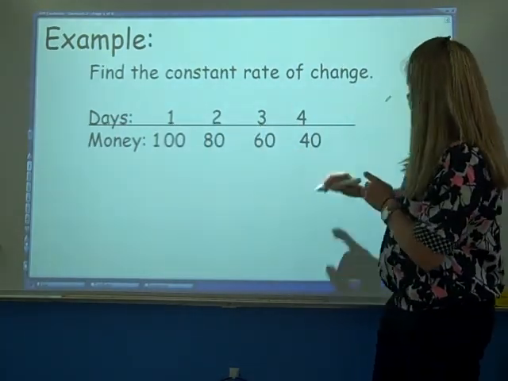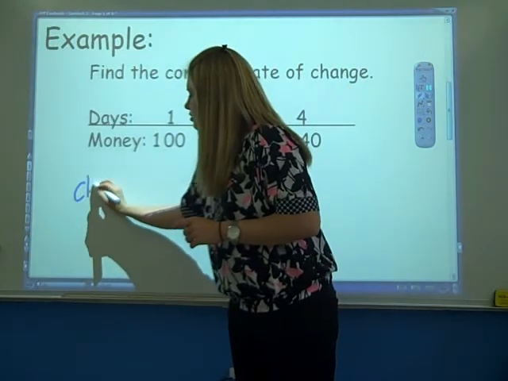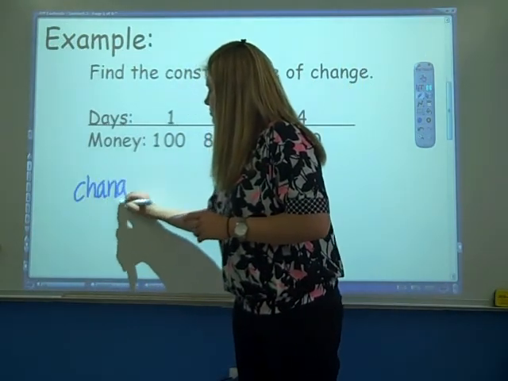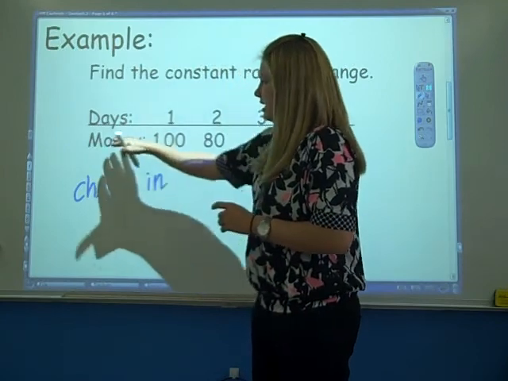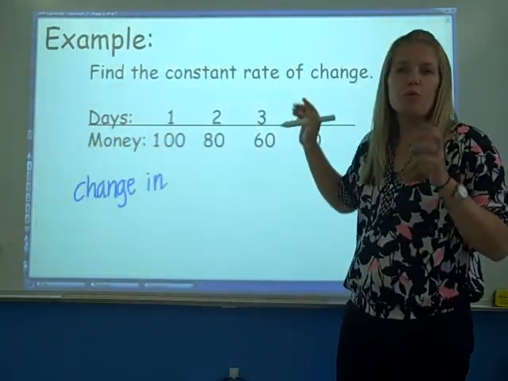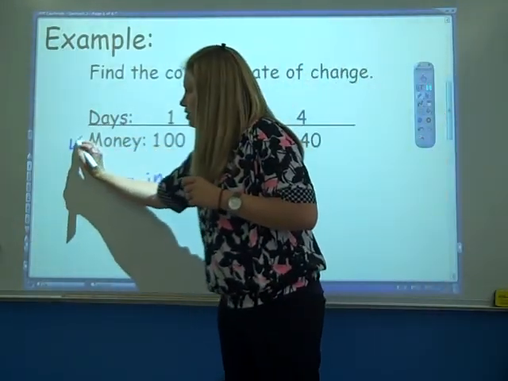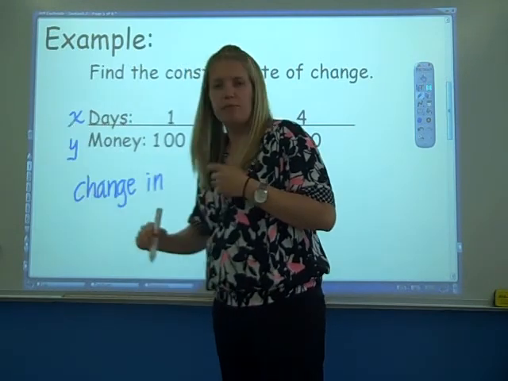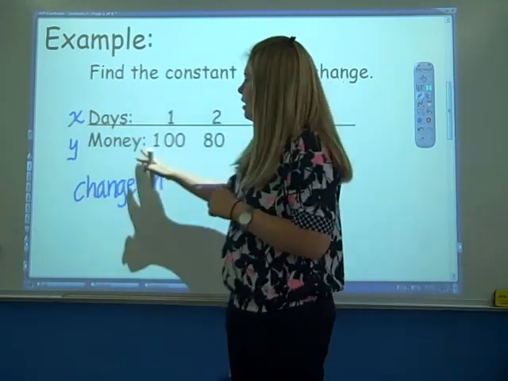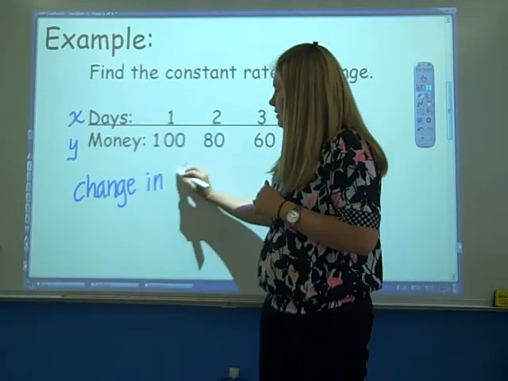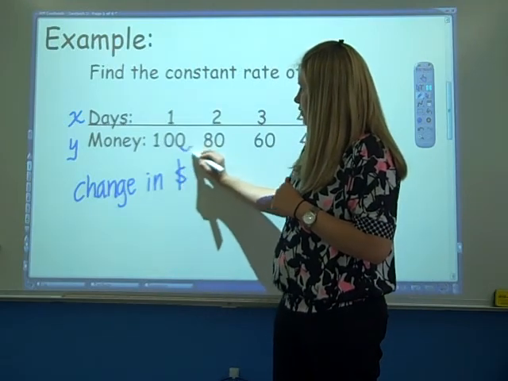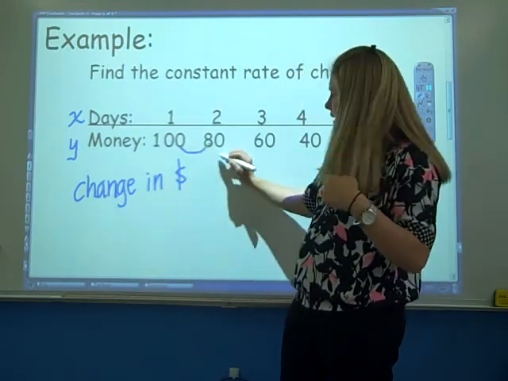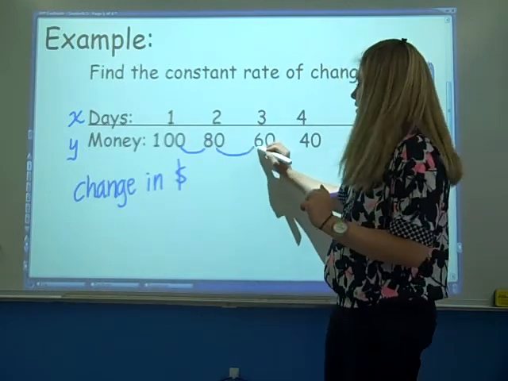What you're going to do is you're going to find the change in the second one, which would be your y value. Okay, this would be your second one is your y. This one would be your x. When we make a table, x then y. You're going to do the change in the money. So what's happening from here to here? We go from 100 to 80. We're going down 20, down another 20, down another 20.